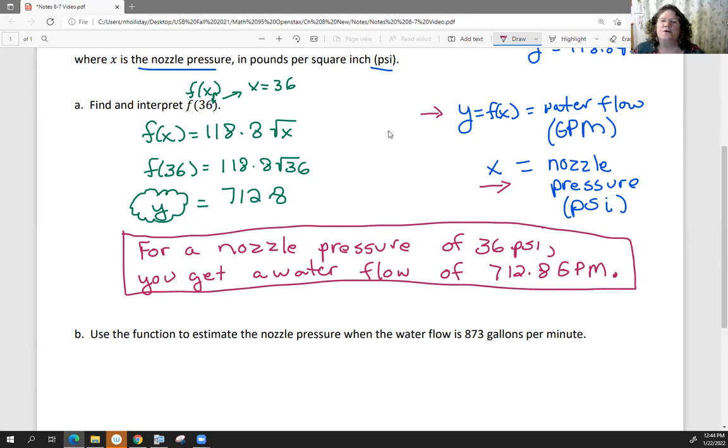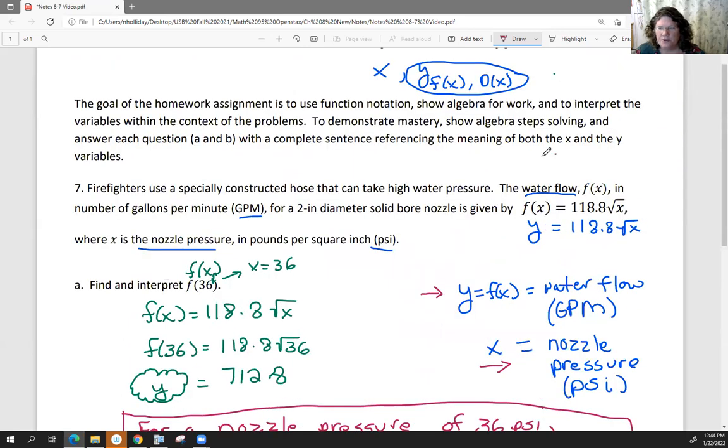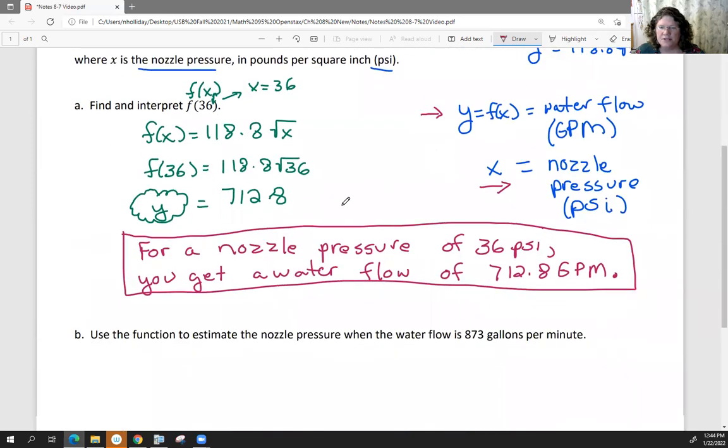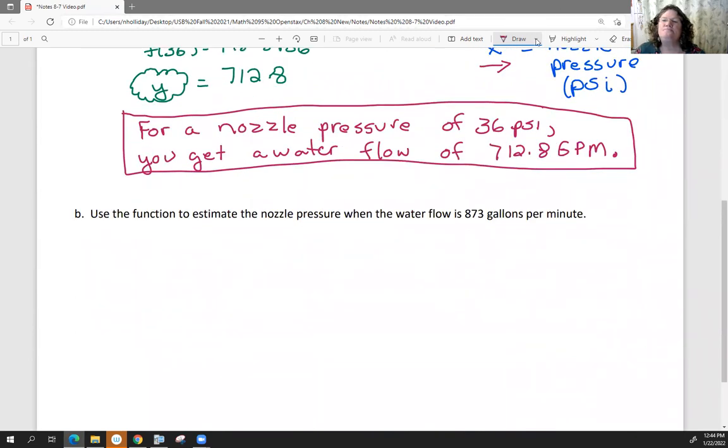In the future, as we're working through the quarter, we will lighten up the requirement on writing a sentence, but in this particular assignment, it is expected for you to interpret both the x and the y variable. And so you need to make a reference to both of them in your answer. So we've got that x variable, nozzle pressure of 36 PSI that we dropped in, and we get a water flow of 712.8 gallons per minute, y value coming out. Okay, so let's look at the next question.